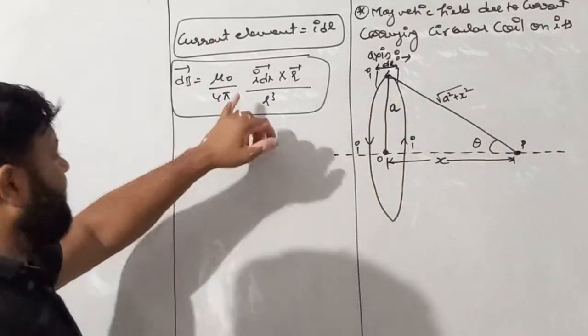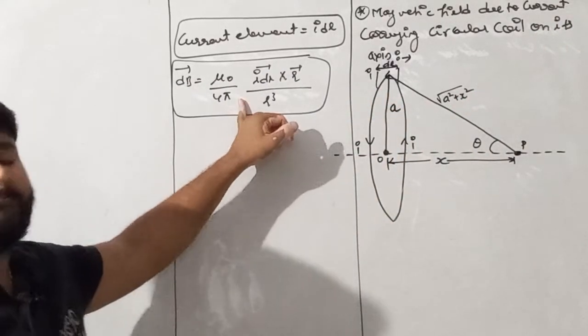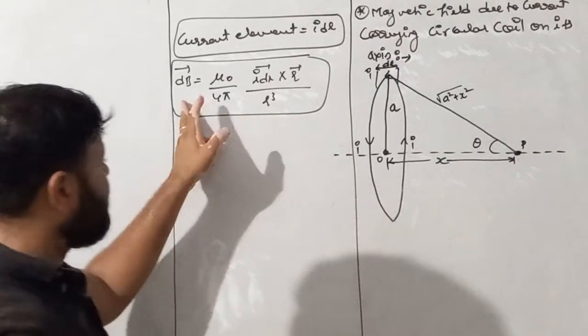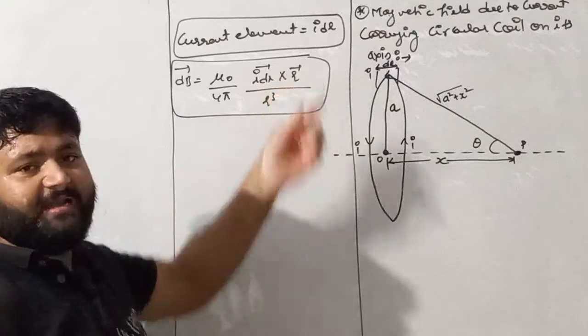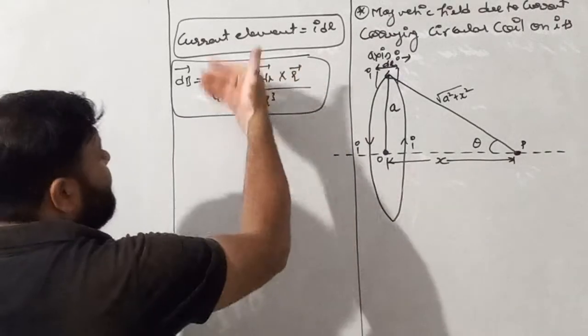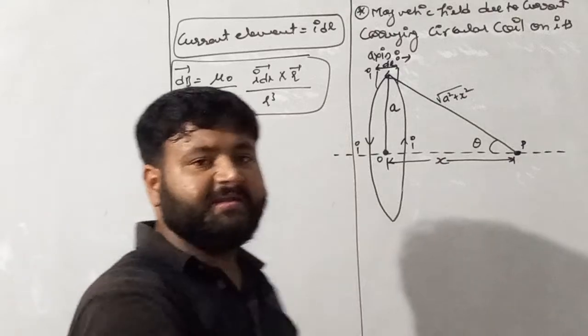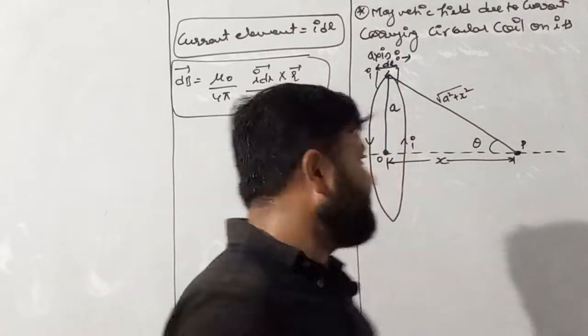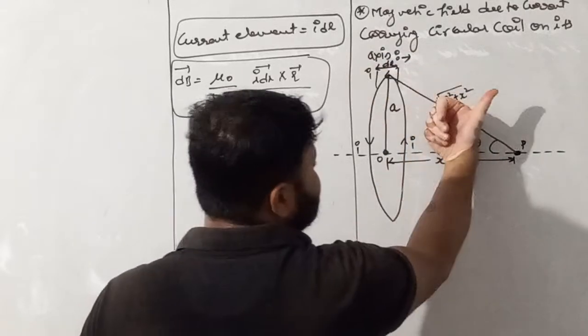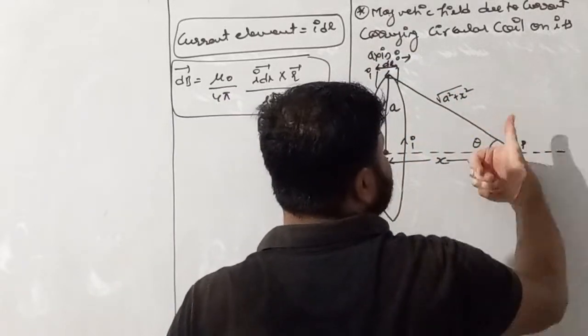If you are aware of the process for finding the direction of the magnetic field, this law says I dl cross r. You have to curl your right-hand fingers from the I dl vector to the r vector. The thumb gives the direction of the magnetic field. So see, my dear students, I dl is in this direction, r is in this direction, so the thumb is going this side.